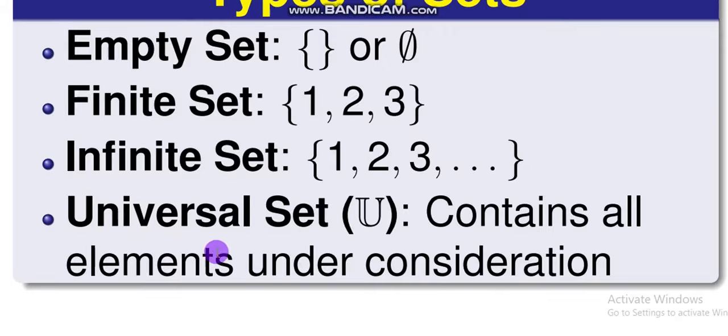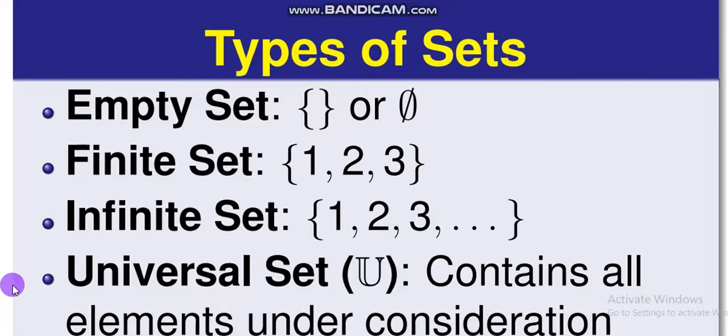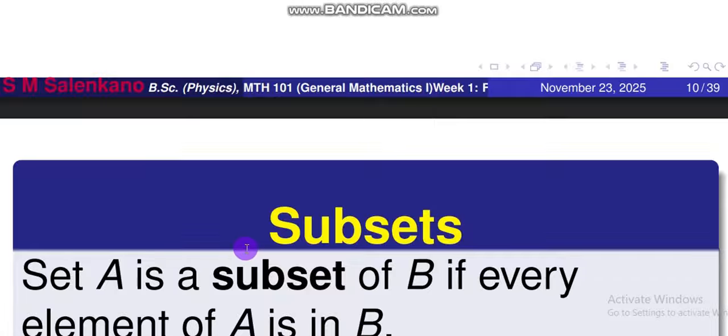Then we also have universal set. This contains all elements under consideration. Like if I am considering a set of the letters I have, the A, B, C, D from A to Z, then that makes universal set. If I am considering a set of all integers from 1 to 100, and from there I can extract more set from that, then the integers that I have from 1 to 100 is called universal set.